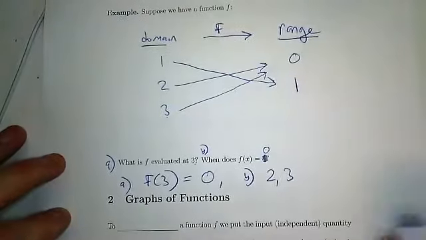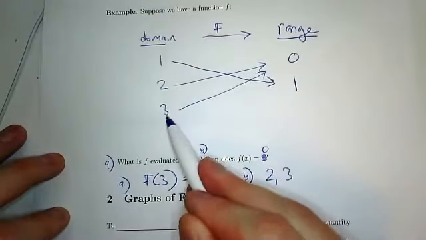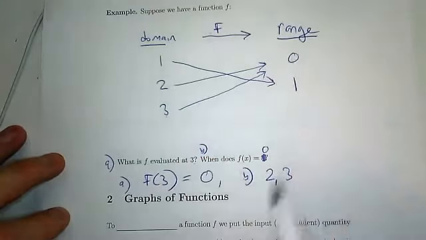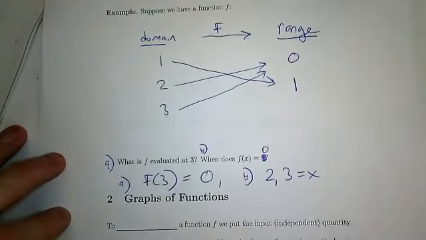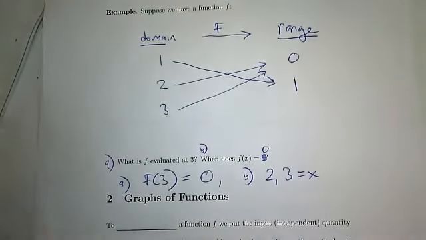So is that clear? It maps 2 to 0, and 3 also maps to 0. So if x equals 2 or 3, then f of x is 0. Any questions about that example? Kind of getting slightly more complicated.